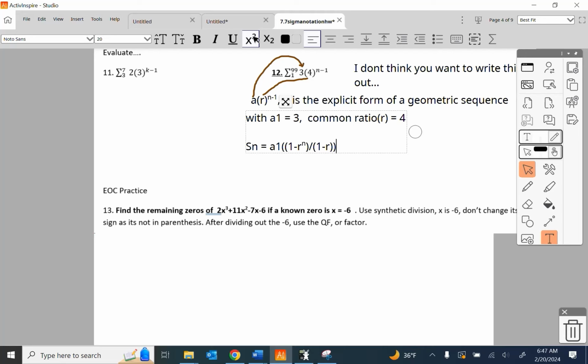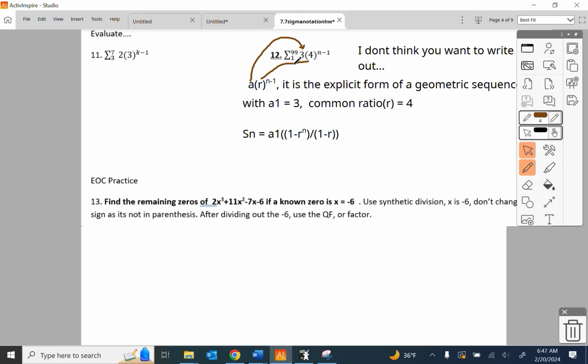So let's plug some things in and I'll write it out so it'll look more like the fraction needs to be. The first term is 3. The ratio is 4. And n here is 99 minus 1, add 1 back, which is 99 terms. So I'm going to raise this to the 99th power, and the bottom is 1 minus 4.